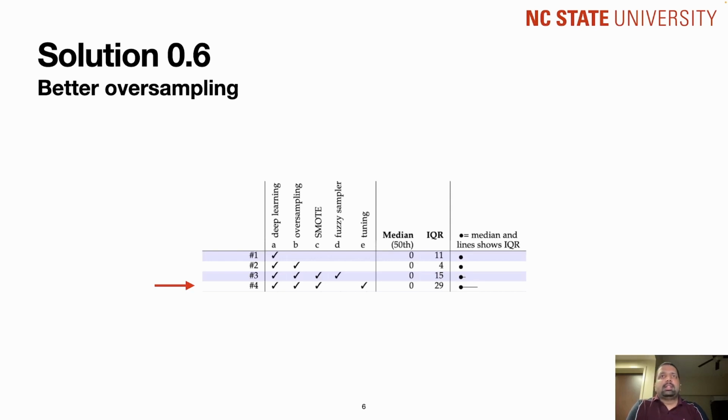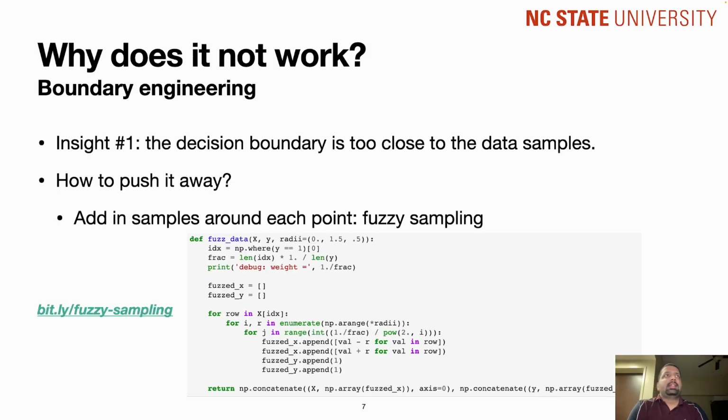And no, it doesn't. It's slightly better. We have a higher IQR, which means we are trending towards the right direction, but we're still getting a bad performance fundamentally. And so at this point, we have to reflect on why this is the case. And the insight here is that the decision boundary is too close to the data samples, which means that if you have a test sample that's actually close to the training sample, it might fall on the other side of the decision boundary, even though it's the same class, actually.